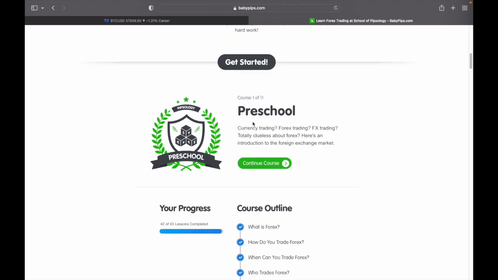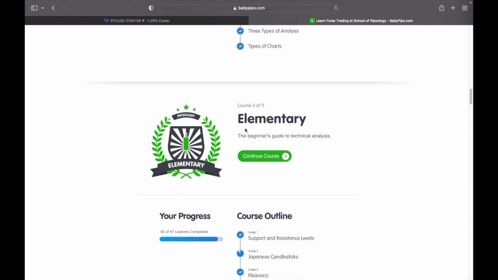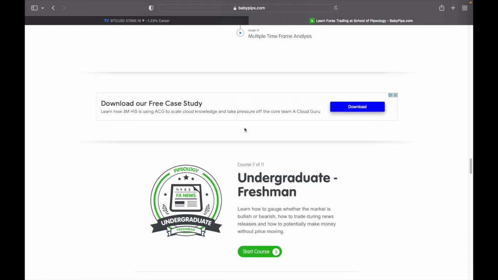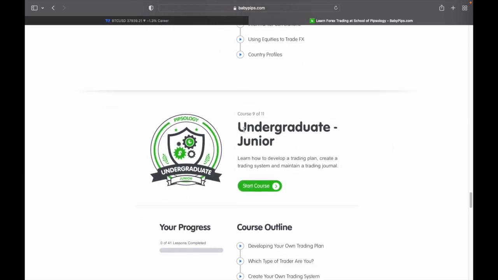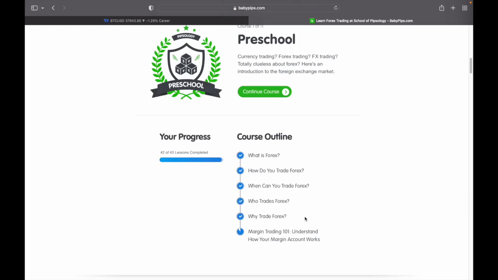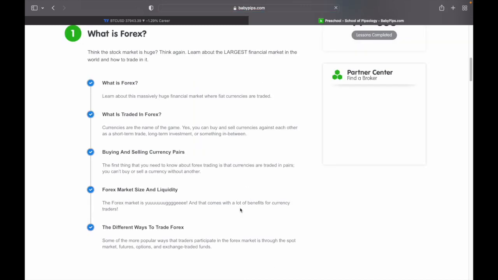It has preschool, which we're going to go through as a group. It has kindergarten. We're going to go through that. Elementary school, middle school, summer school, all the way up through undergraduate junior year, which is developing your trading plan and a bunch of different things. So right now we're going to get started and dive right into preschool, right to the what is Forex section.